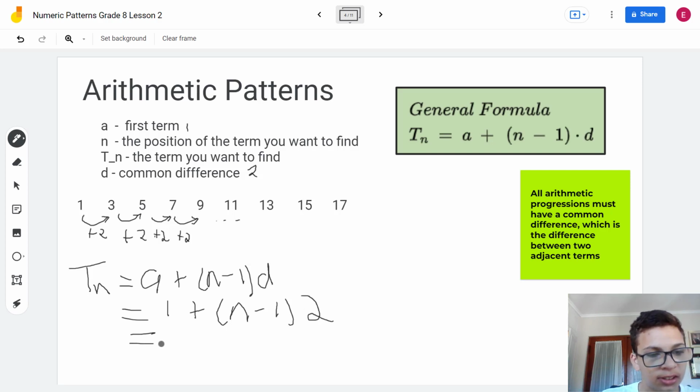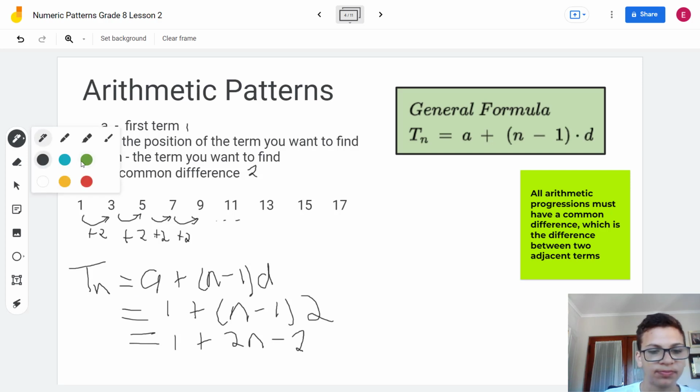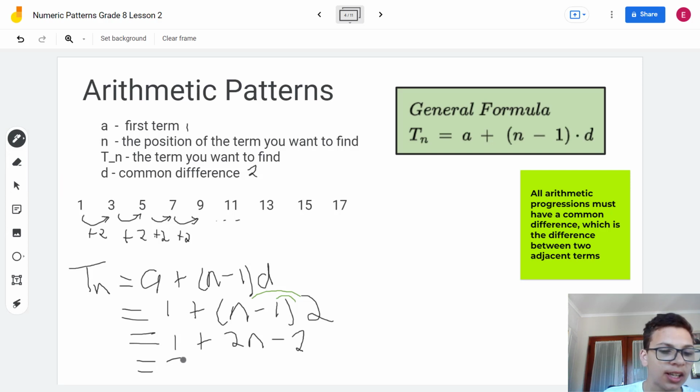Now, to do this, we can use what I call the Dolphin Method. The 2 has to go to the n and to the minus 1. So, if you simplify this, it will be 2n minus 2. The 2 goes to the n and to the minus 1. Now, if we simplify this fully with the 1, we get 2n minus 1. Okay, so therefore Tn equals 2n minus 1.